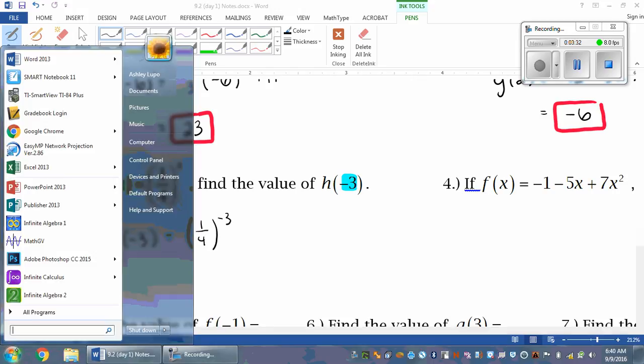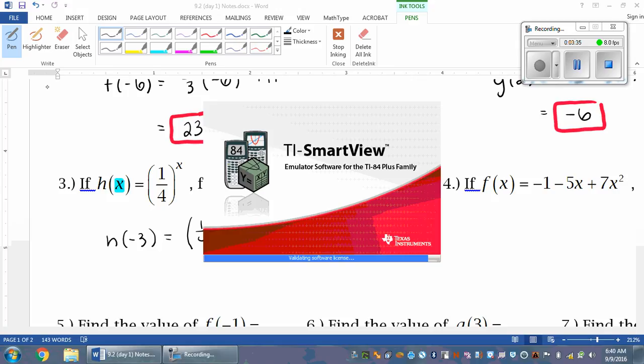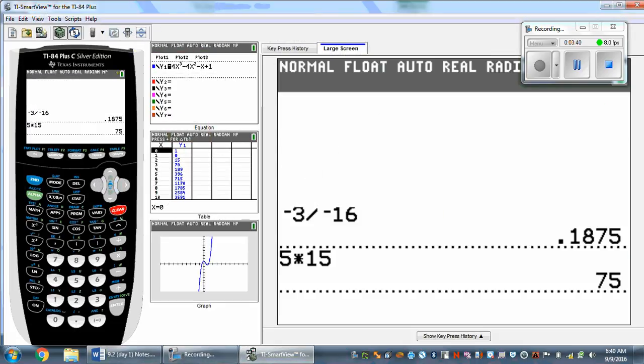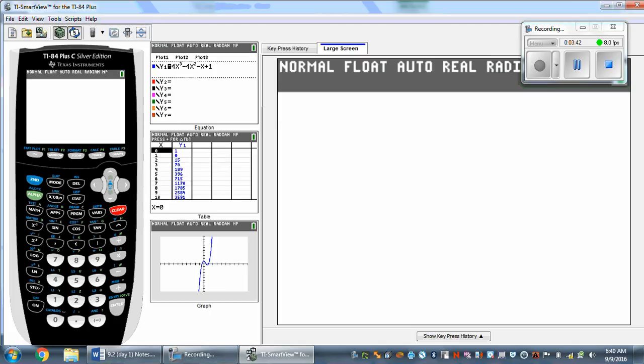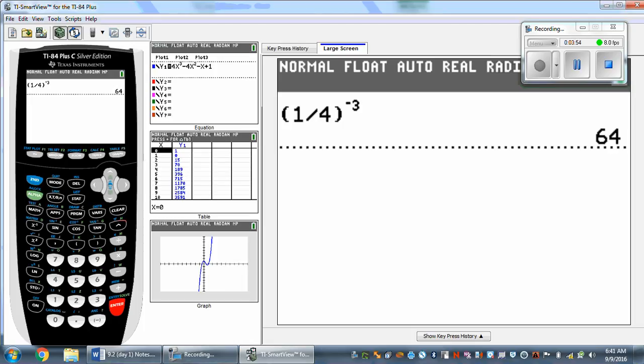Now, if you don't know how to put that in your calculator, I'll show you right now. I'm going to do parentheses, 1 divided by 4, parentheses. And see this caret right here, the arrow? That means an exponent. Here it's negative 3, okay, which equals 64.